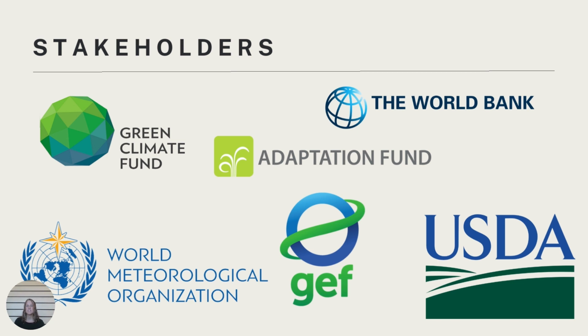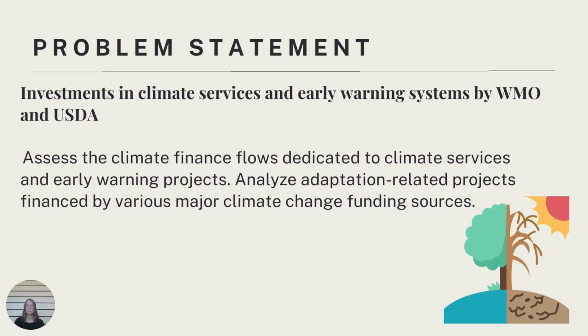Still, there are many different sectors and components within adaptation projects. Given our problem statement, visualizing and understanding these different components in the context of millions of institutions and projects is overwhelming. But with strategic use of automated technology, we can simplify the process of determining where funding is needed for our stakeholders, the WMO and the USDA.